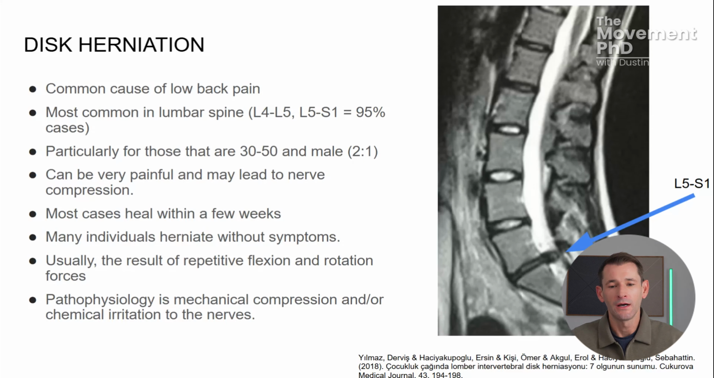rehab. Again, usually the force that's causing it is flexion, again, because that's going to push that nucleus posterior, and rotation, because torsional forces tend to disrupt those cartilaginous fibers within those intervertebral discs. So again, pathophysiology, mechanical compression, or chemical irritation, either from the nucleus itself or because of that inflammation causing a chemical irritation to that nerve root.